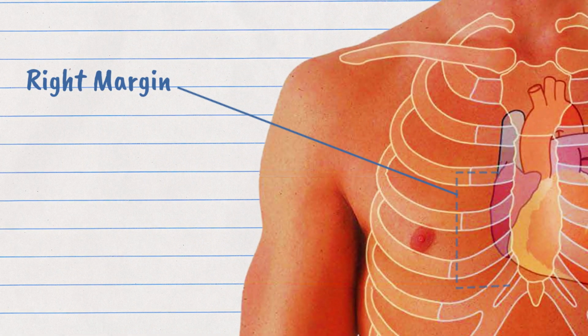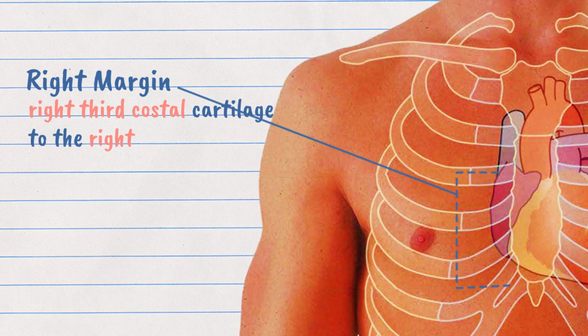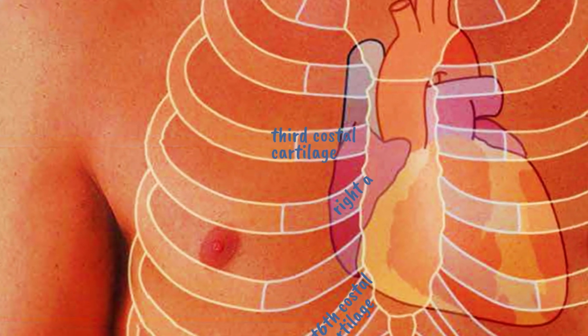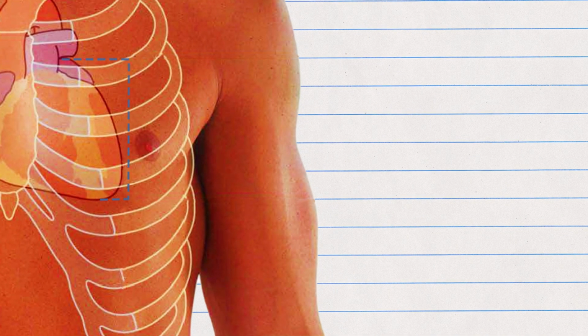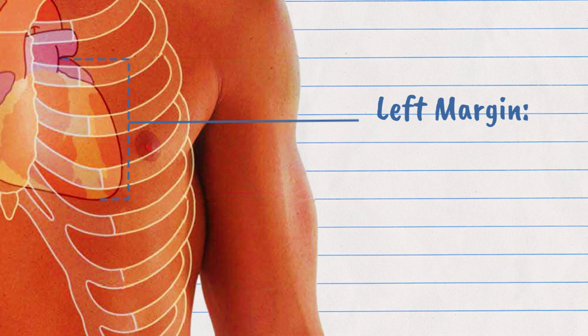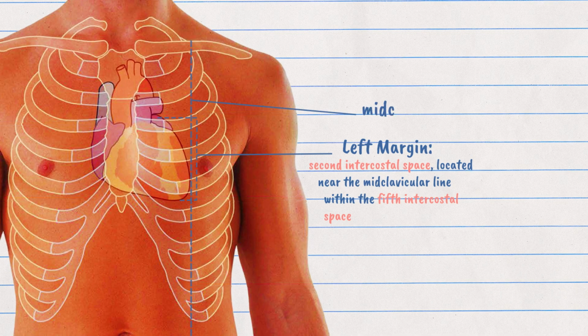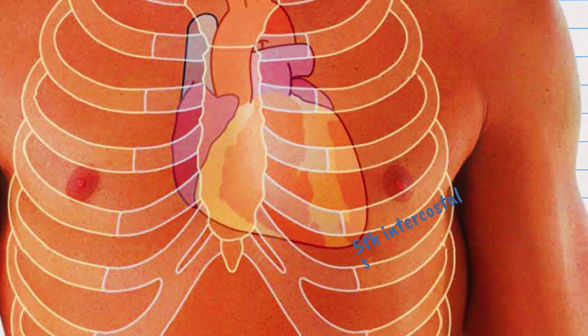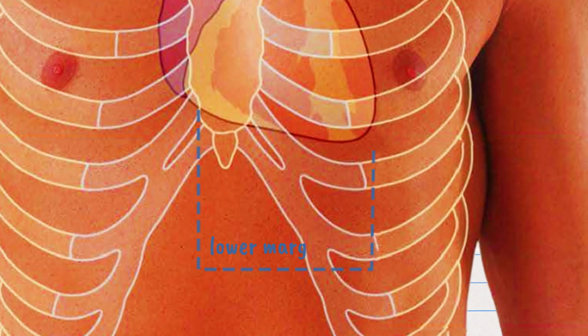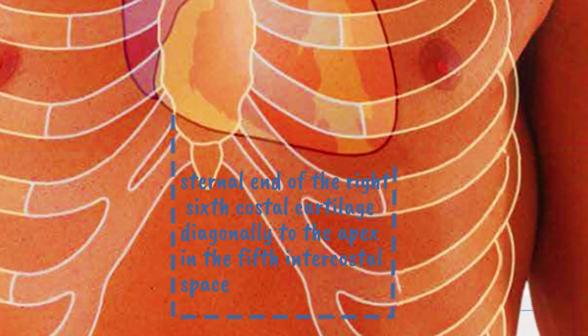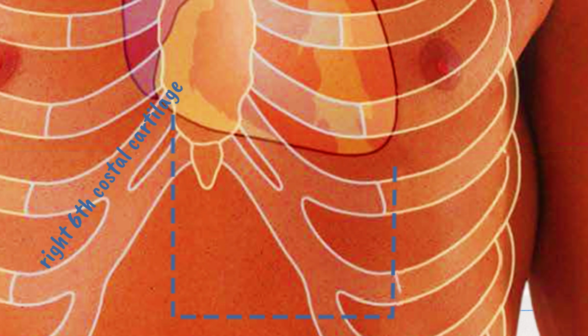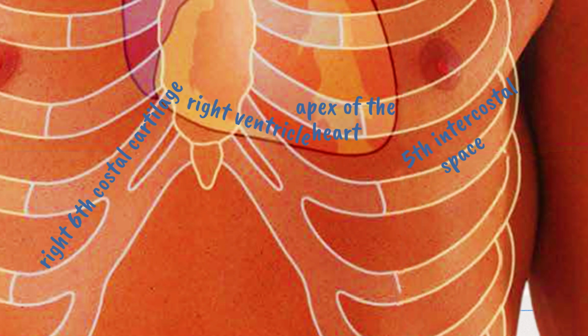2. Right margin. This boundary extends vertically from the right third costal cartilage down to the right sixth costal cartilage, outlining the right atrium. 3. Left margin. On the left side, the margin slopes laterally, descending from the second intercostal space toward the apex of the heart, located near the midclavicular line within the fifth intercostal space. This margin primarily corresponds to the left ventricle. 4. Lower margin. The inferior border of the heart stretches from the sternal end of the right sixth costal cartilage diagonally to the apex in the fifth intercostal space near the midclavicular line. This region is formed predominantly by the right ventricle.